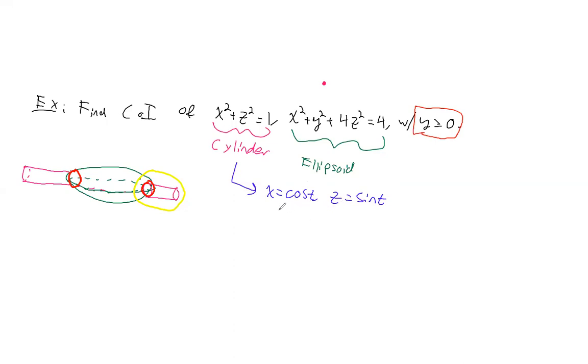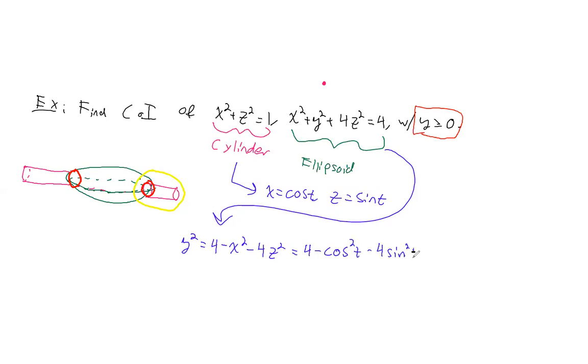What about y? Now here's the thing. We don't have y as a function of x and z anymore. So the best thing that we can do is go from our ellipsoid equation. We know that y squared is equal to 4 minus x squared minus 4z squared, which in other words is 4 minus cosine squared of t minus 4 sine squared of t.